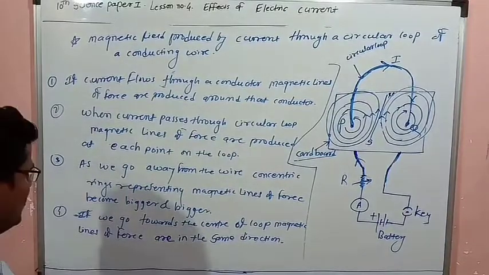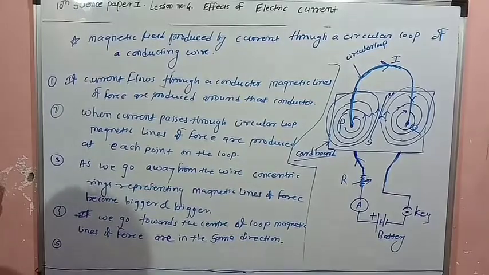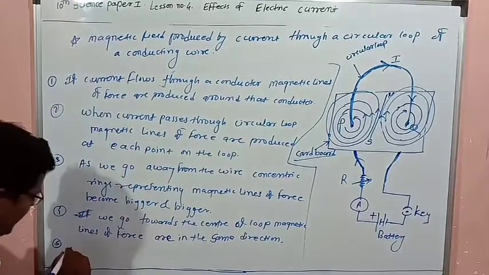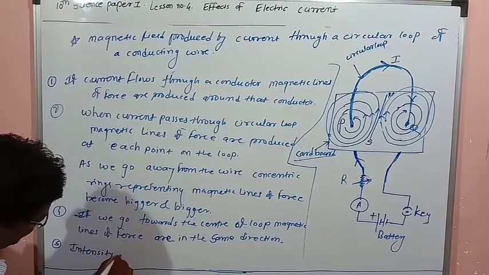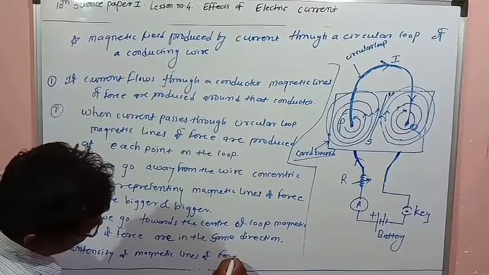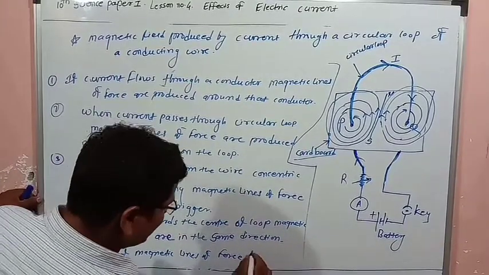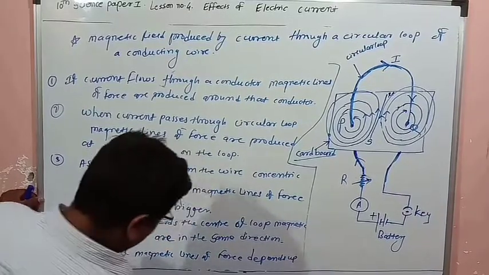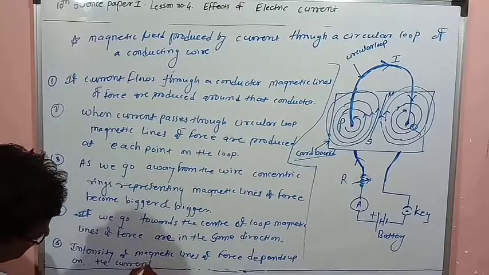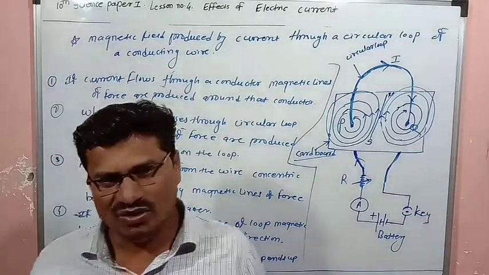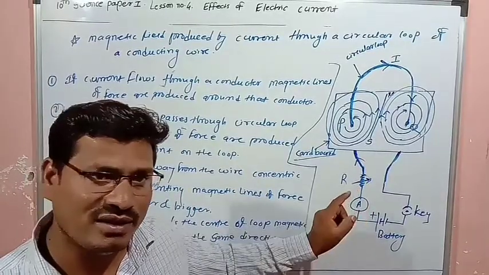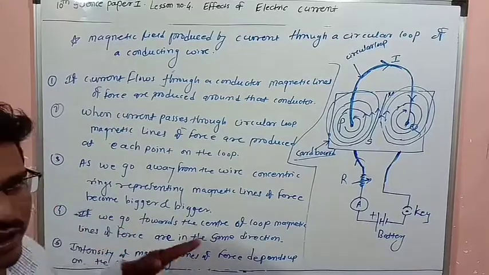Another thing is there, the fifth point. In the fifth point, you can write: intensity of magnetic lines of force depends upon the current, that is I. If our current is increased, magnetic lines of force will increase. So how can you increase the current? By decreasing the resistance.